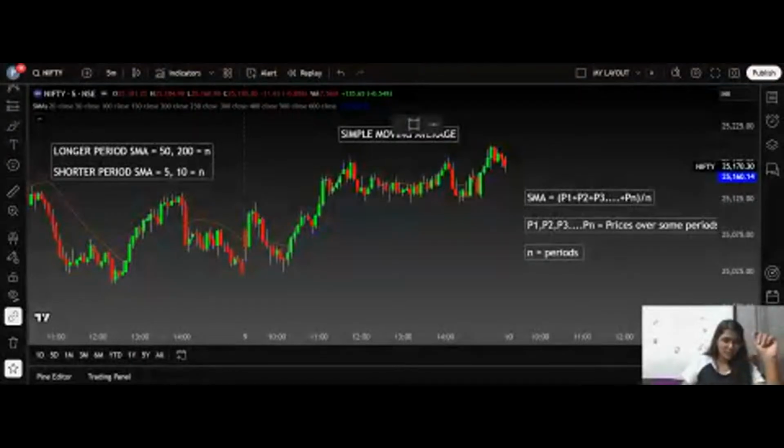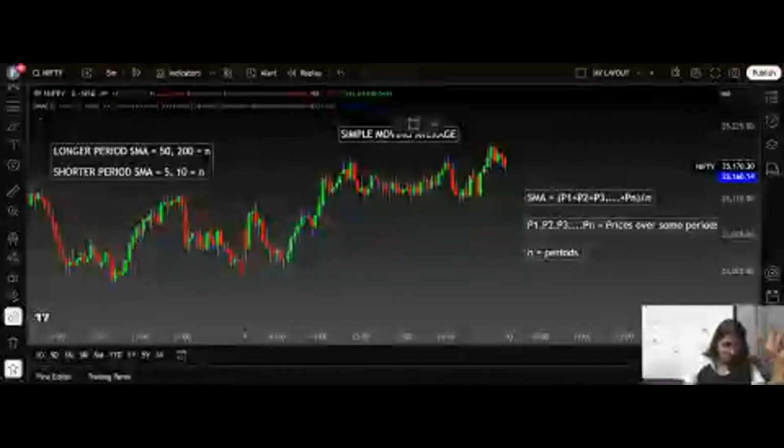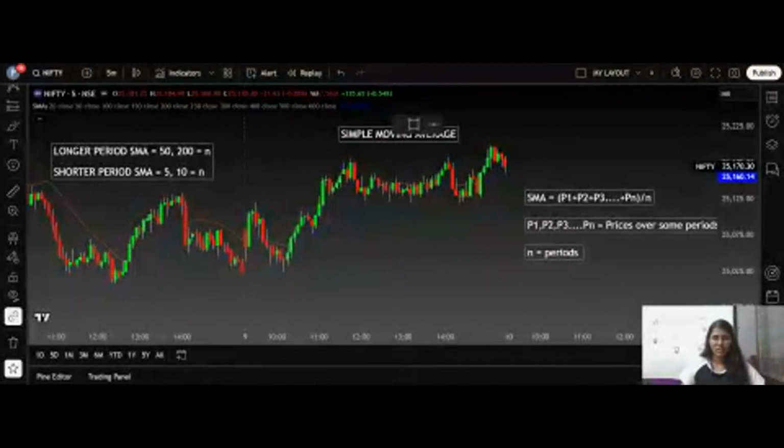And after this, there are two more SMAs, which is called SMA crossover. So, I just explained what is in my notes. Now I'm going to explain it to you.